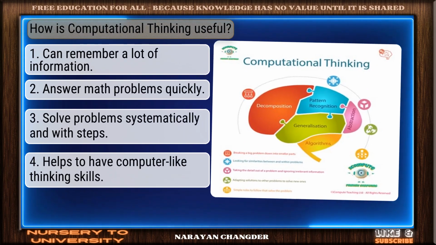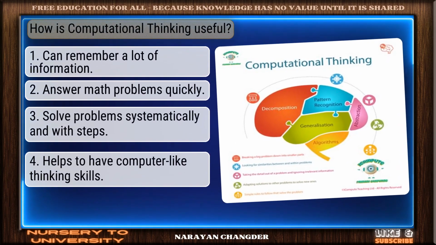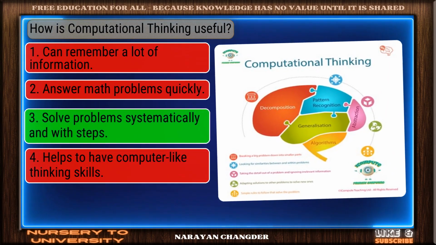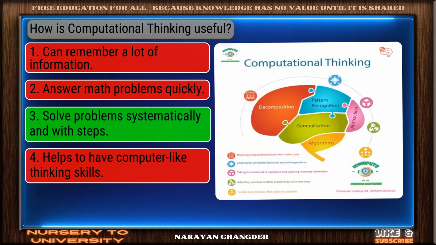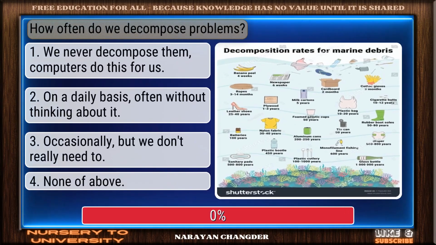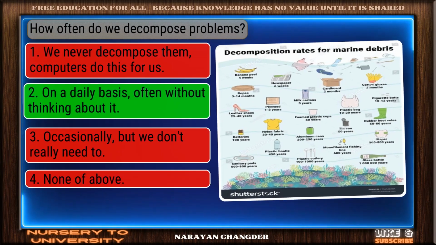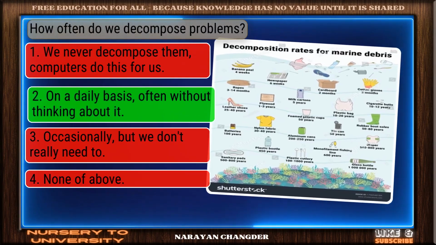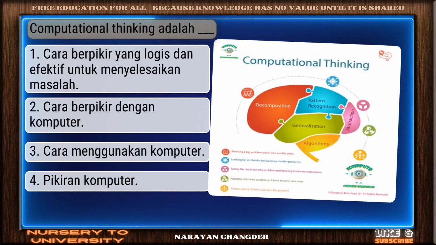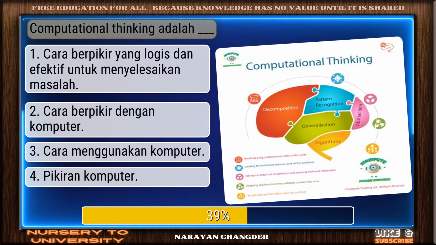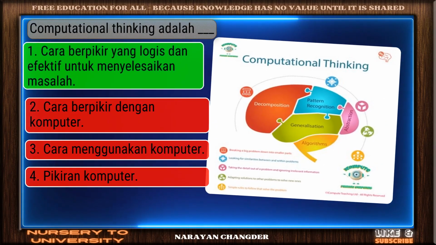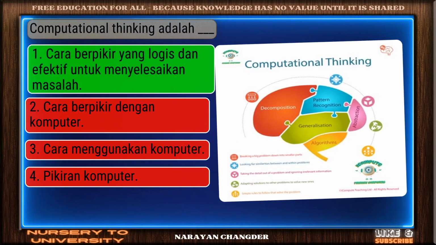Question number 70. How is computational thinking useful? Valid point. Solve problems systematically and with steps is true. Question number 71. How often do we decompose problems? Good job. Your answer, on a daily basis, often without thinking about it, works well here. Question number 72. Computational thinking is dash. Nicely done. A logical and effective way of thinking to solve problems is a solid answer.